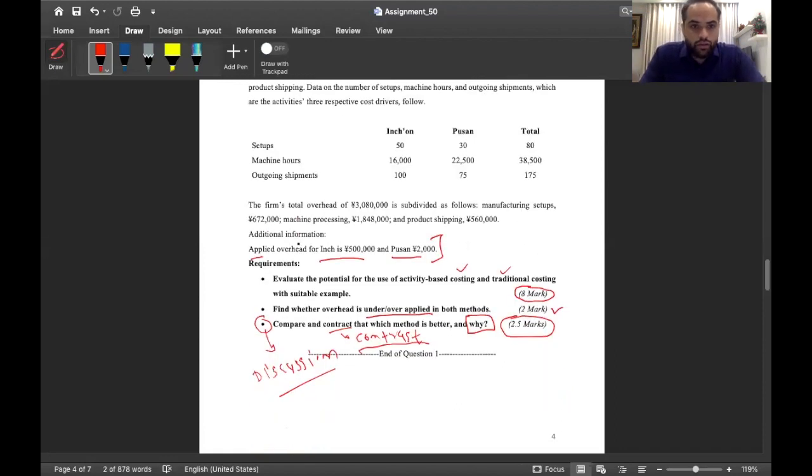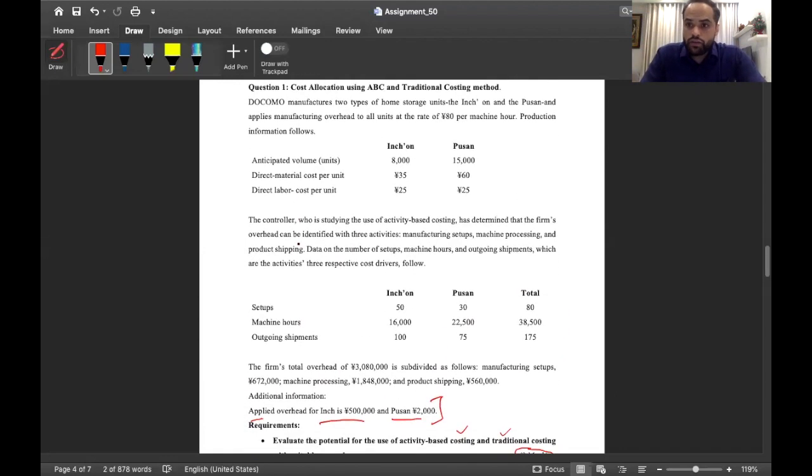All right, so this is your question 1. So anybody has any question regarding question 1? Or we move on to question 2? Can we move on to question 2?